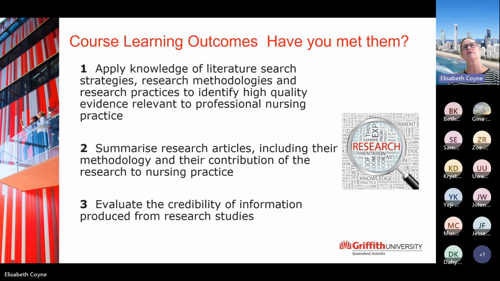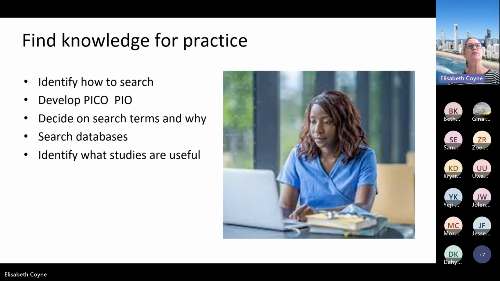So think about the course learning outcomes and have you met them? With the first one, this was this ability to find knowledge for practice. We talked in the first couple of tutorials about how to identify what you're looking at in a case study and the keywords, and then how to search and how to develop a PICO and a PO. So what is the difference between a PICO and a PO? Because this is important for A3.